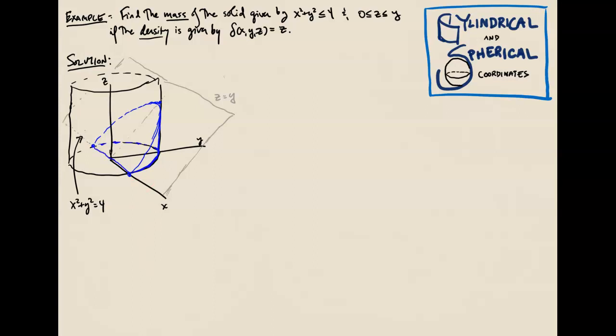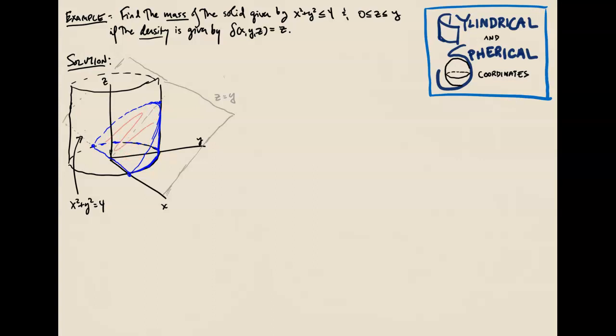Okay, now that we know what it looks like, let's remind ourselves what we're doing here. We want to find the mass of that solid, which we can do because we have a density function for this solid. Its density depends solely on the z-coordinate. So it's denser up here, it's more tightly packed than it is down here. All right, so how are we going to do it?